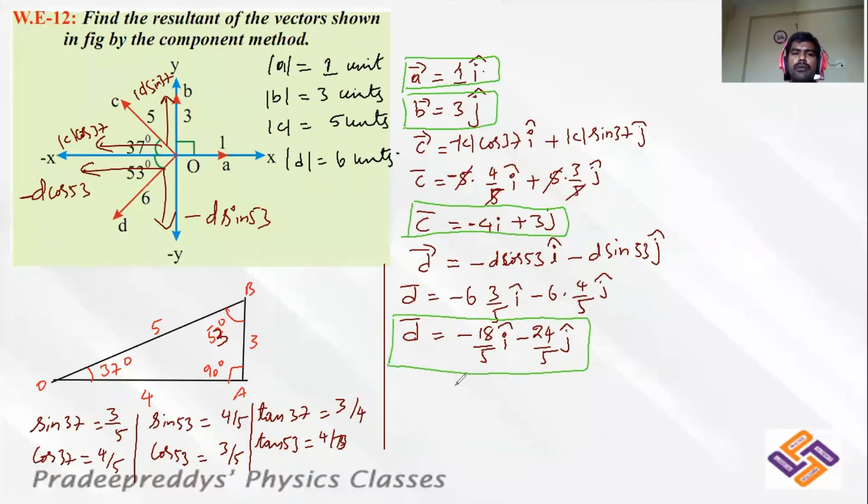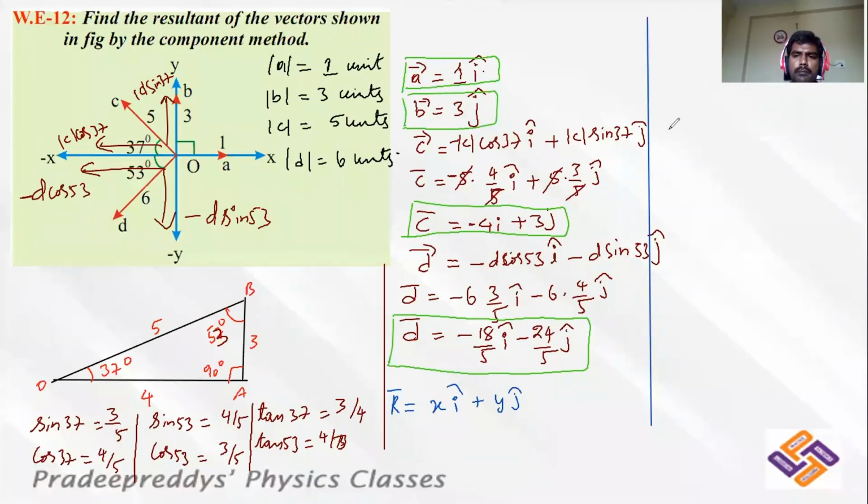Right? I want to find out the resultant. How can you find out the resultant? Whenever you want to find the resultant, simply you can write R bar is equal to all x components into i cap plus all y components into j cap. So you add all x components and all y components, so that you can find the net resultant vector, right? Now I'll do that over here.